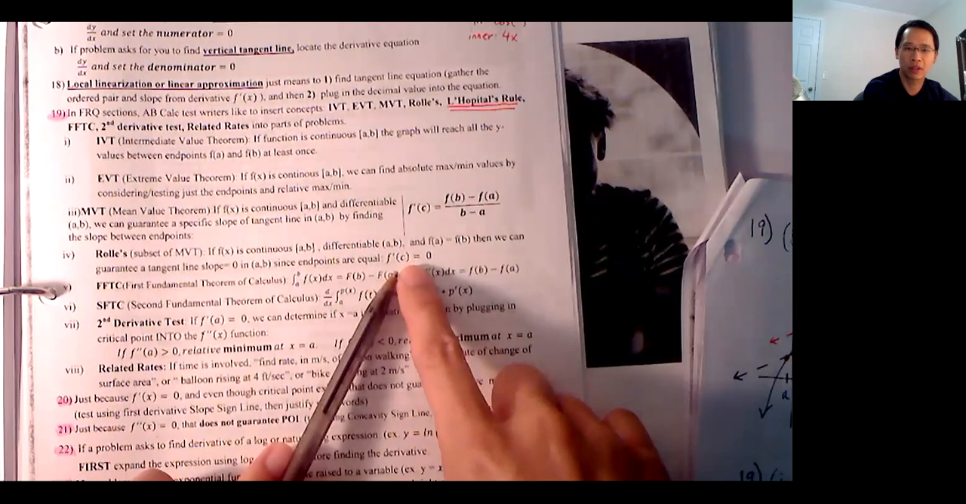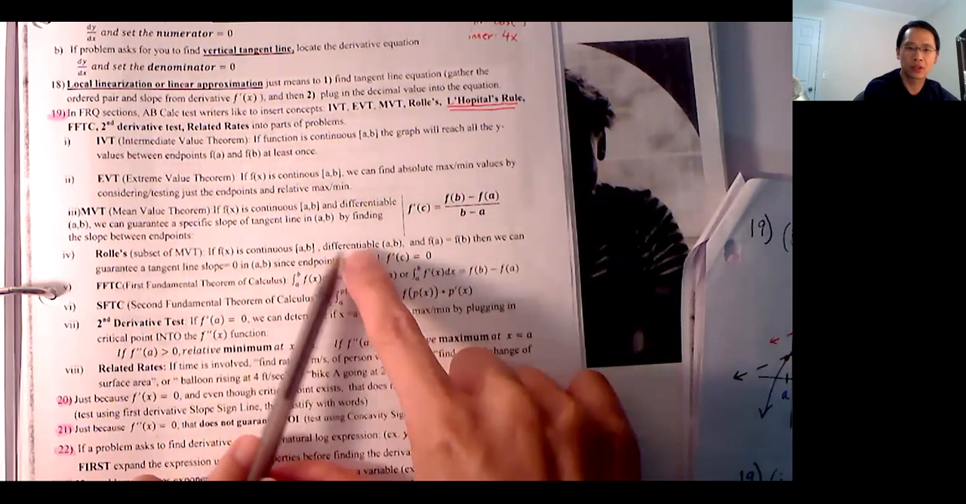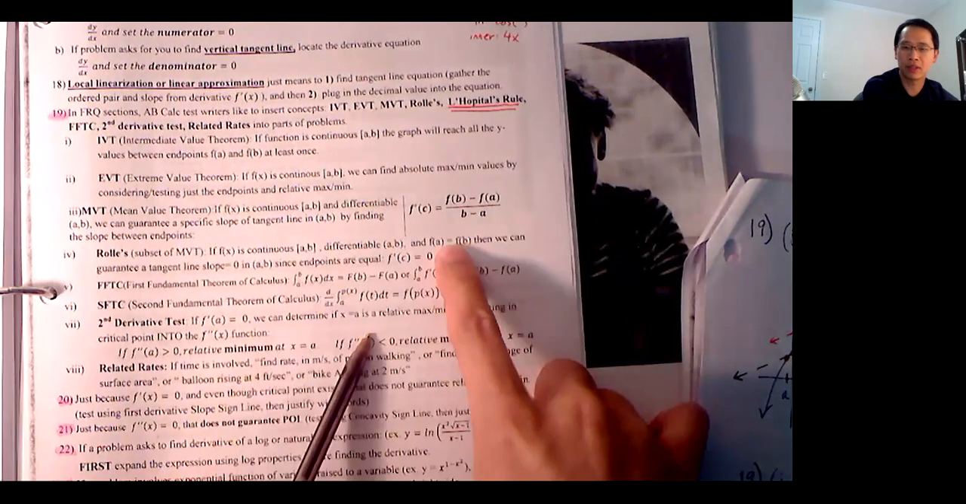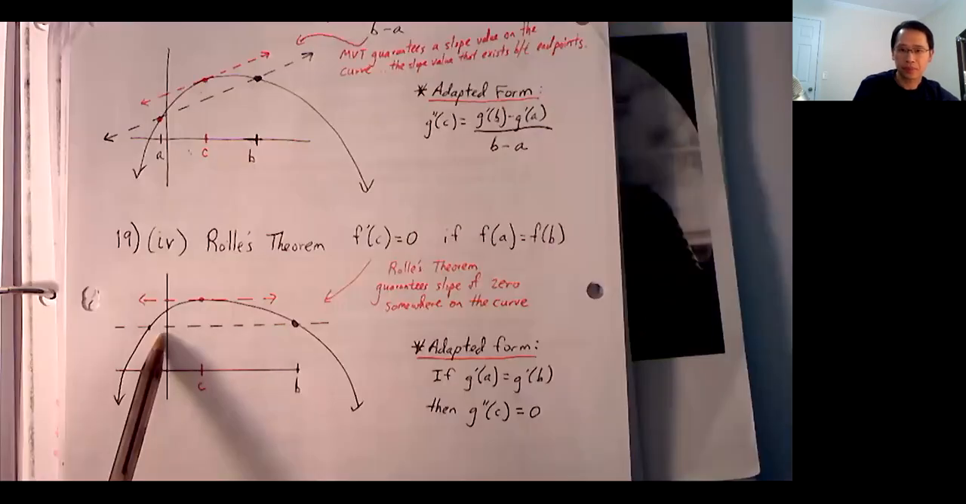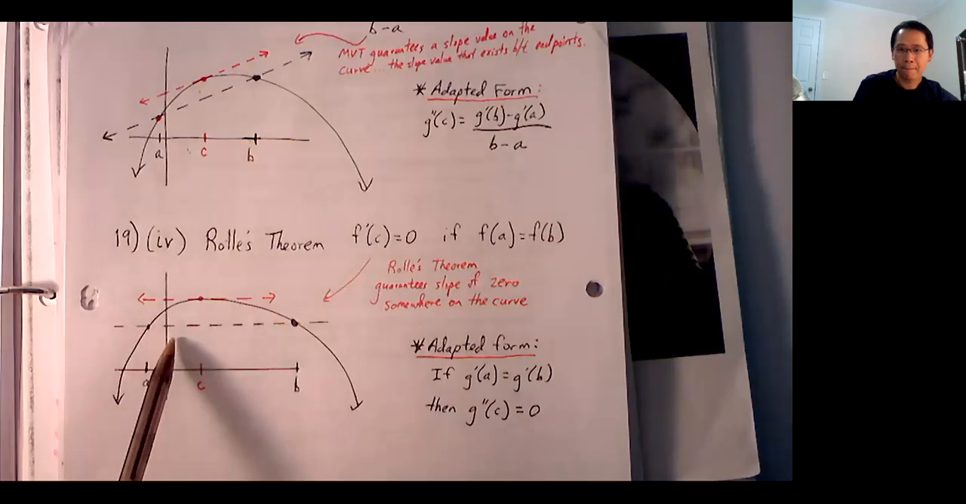But if we want to guarantee a slope of 0, we need an additional restriction. And that restriction is the endpoints have to be directly across from each other. They must be at the same y value. That's the only way we can guarantee a slope of 0 without looking at the graph. So the conditions are the same. We still need a connected graph. We still need a smooth curve.